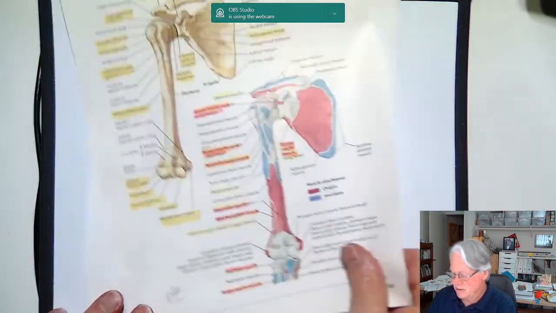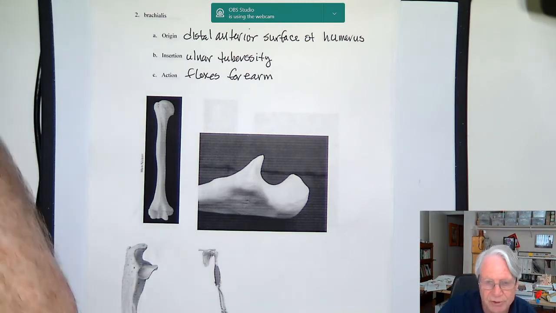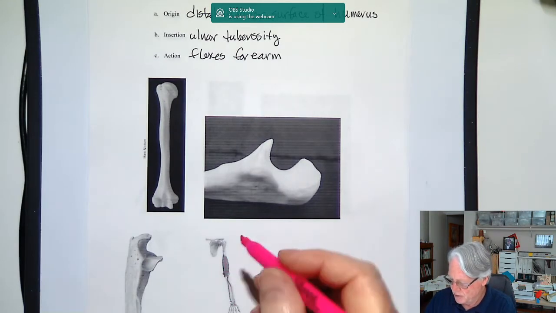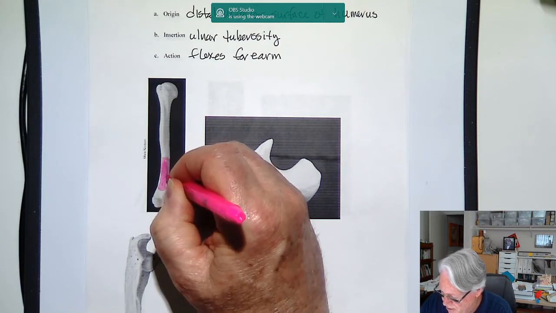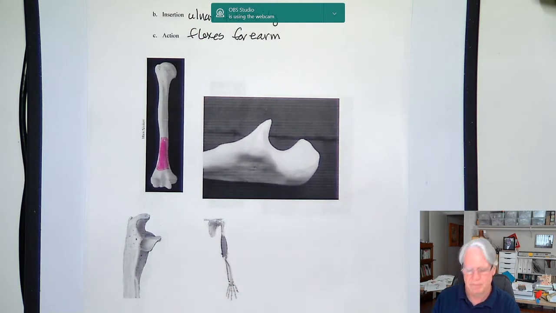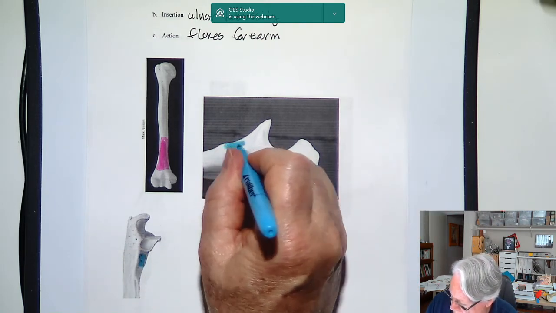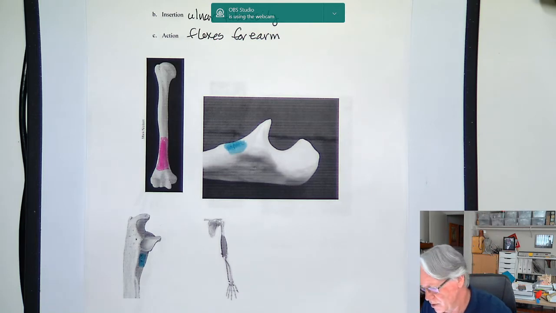So let's go ahead and put that into our drawing. We're going to start off with red. And it's very easy. Just going to do a nice big patch like this. There. Okay. And then I can do this with blue. And here with blue. Brachialis muscle.